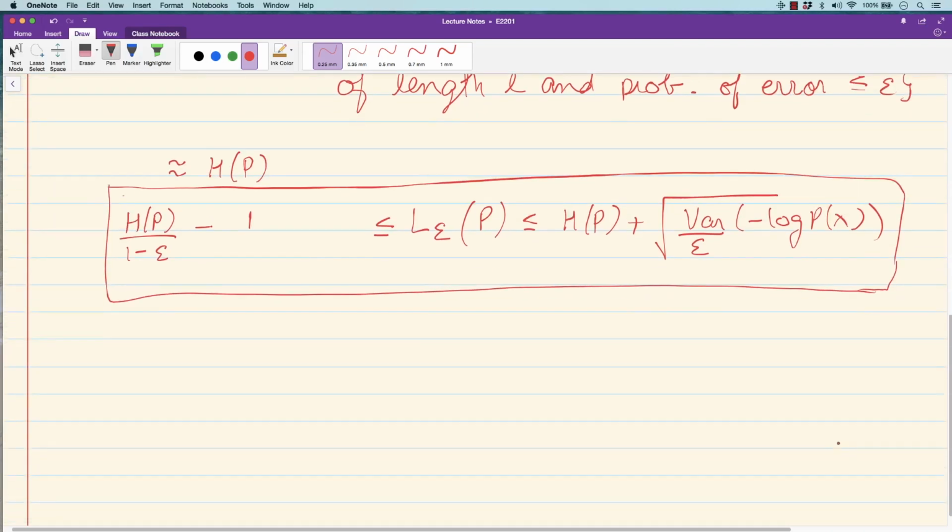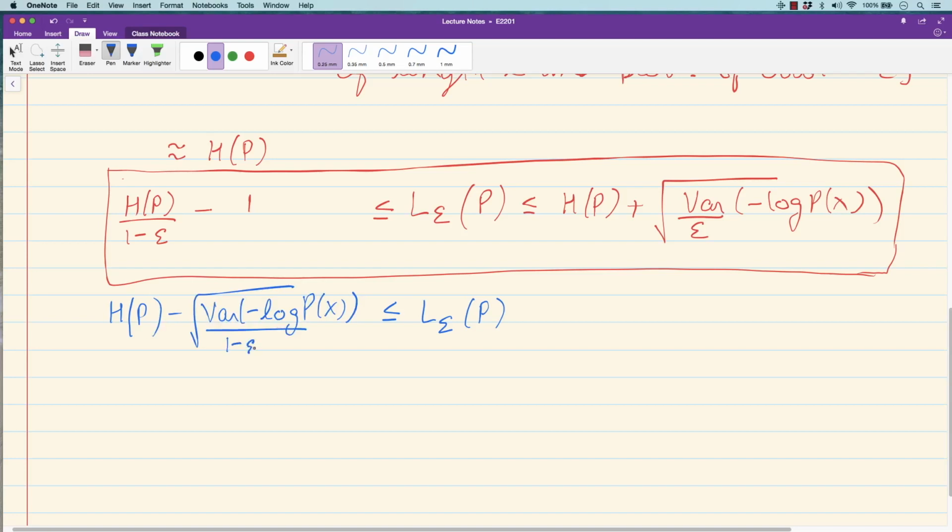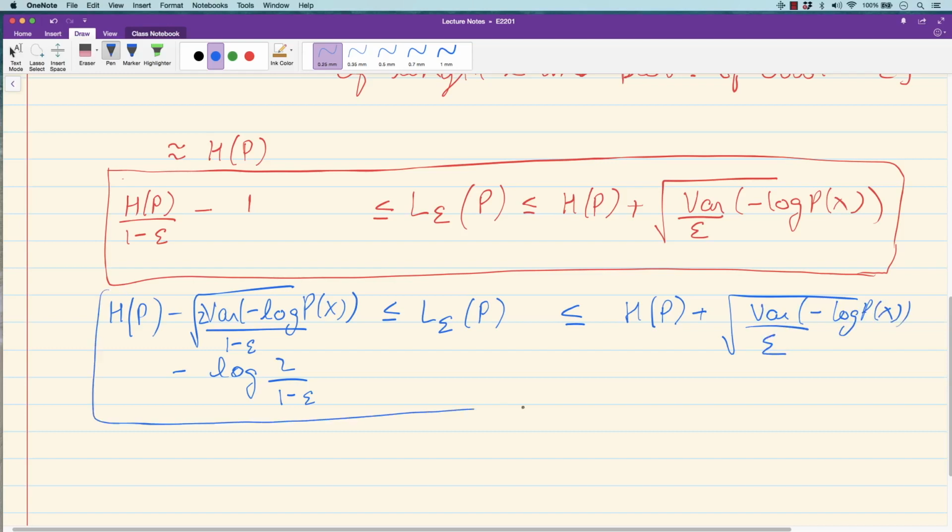In fact, we later also gave a strong converse style bound where we obtained something slightly sharper. The lower bound we obtained for L epsilon p was: more than h of p minus square root of variance of minus log px divided by 1 minus epsilon, by 2, minus log 2 by 1 minus epsilon. That's the lower bound, and the upper bound that we had was h of p plus square root variance of minus log px by epsilon. Okay, this was the single shot strong converse bound that we obtained. So these are the bounds.